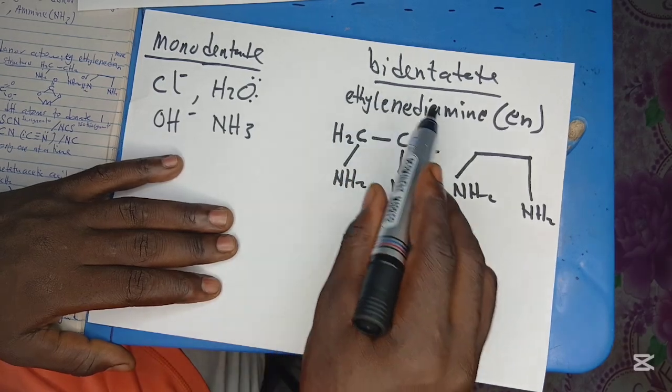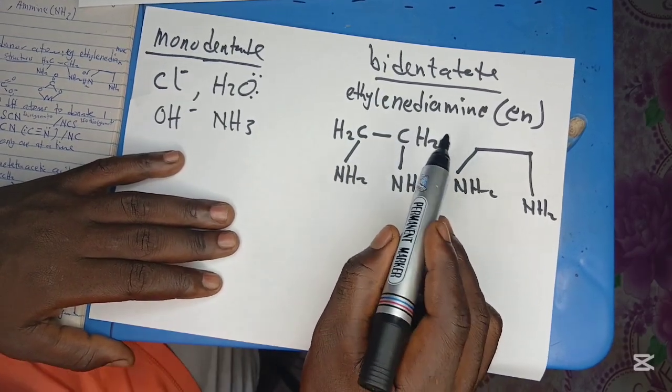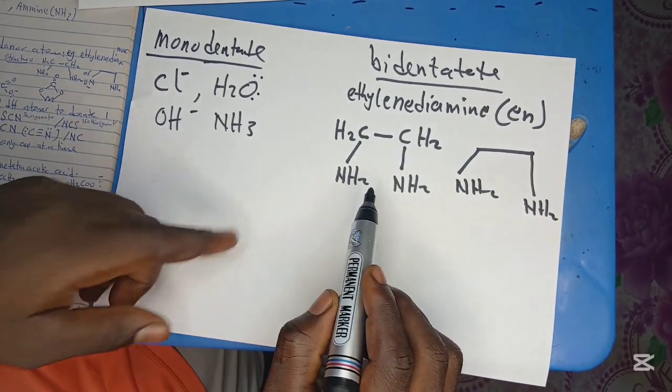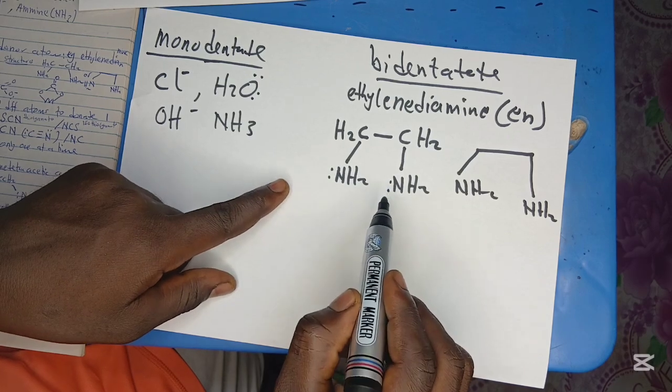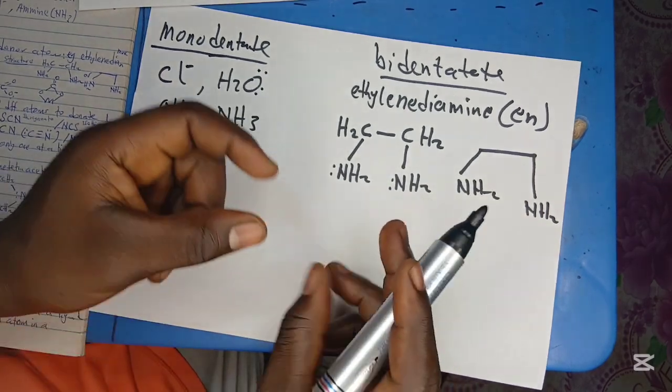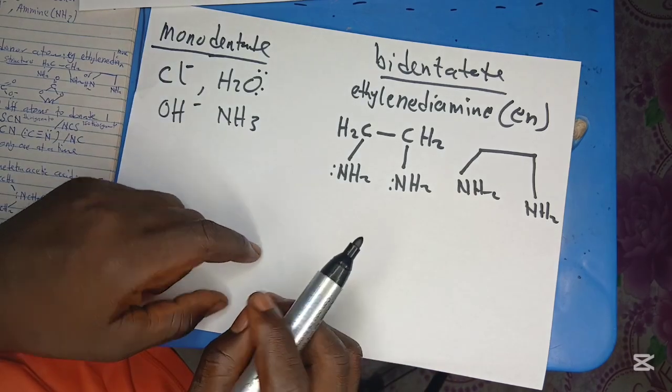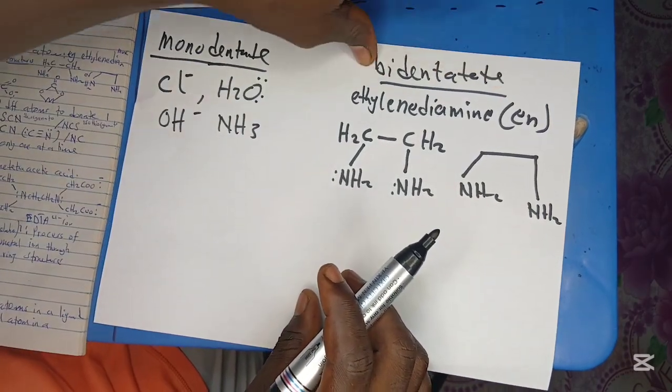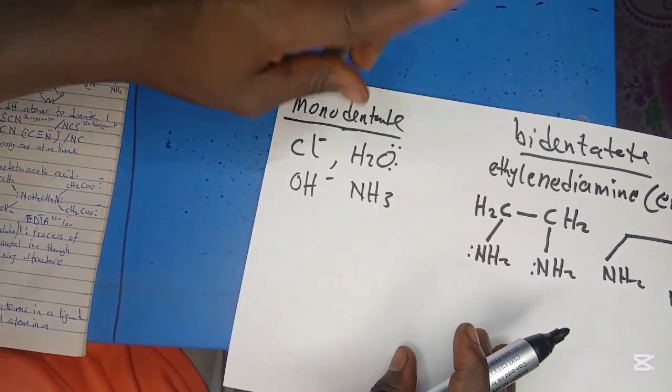Why is it a bidentate ligand? It is a bidentate ligand because in ethylenediamine, each of these nitrogen atoms can join to a metal atom. That means it has two donor atoms. Therefore, bidentate ligand. Here, monodentate ligand because there's only one donor atom.